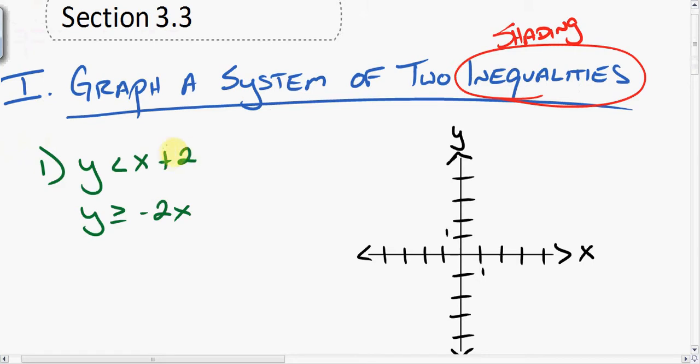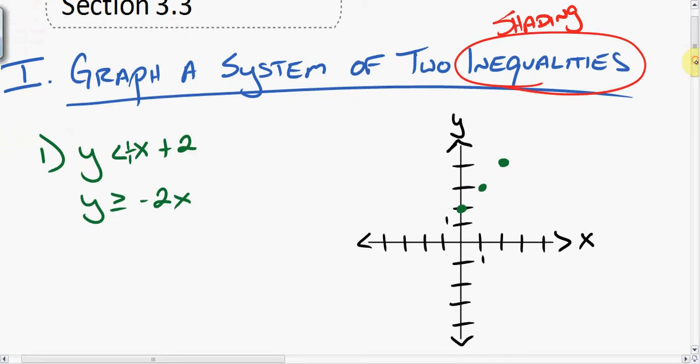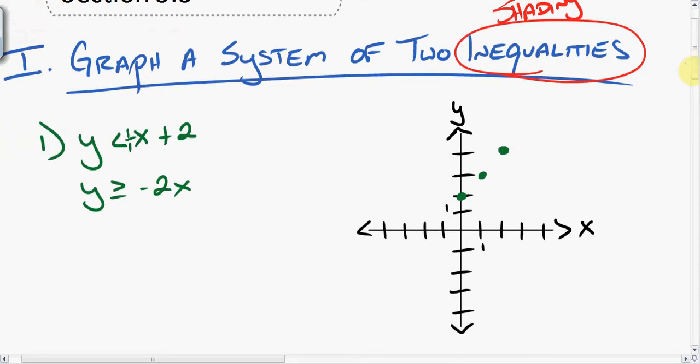You want to plot your b, which is 2. So I'm going to plot my b. From there, I'm going to listen to the slope. My slope here is 1, or 1 over 1. So I'm going to go up 1 over 1, up 1 over 1. The good news is we're not necessarily extremely interested in the intersection point. So if you're slightly off, it's not that big of a deal. Whereas with the equations, we want it to be pretty spot on.